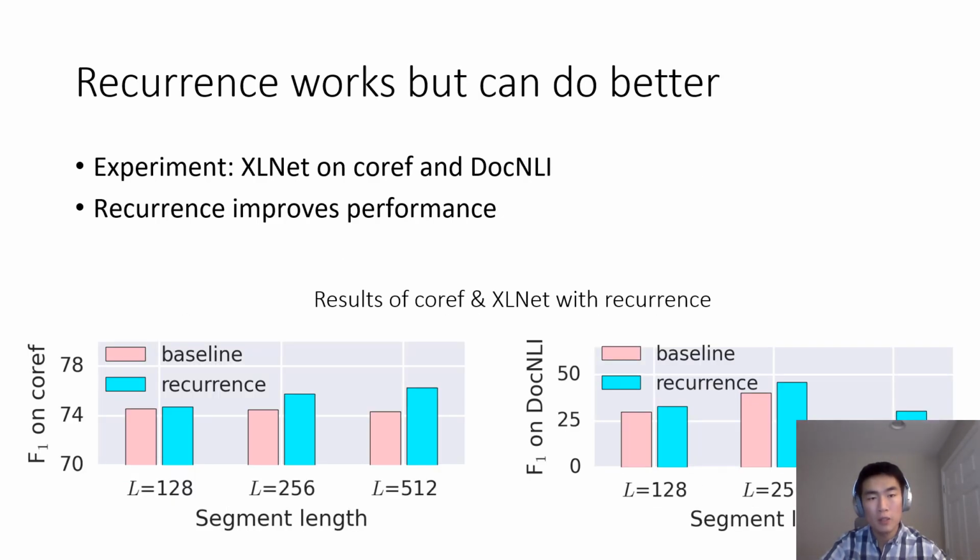Then we turn our focus to the recurrence methods. We conduct experiments with XLNet on the coreference resolution and document-level NLI. In the two diagrams below, the pink bar is the baseline where the long-range attention is restricted, and the blue bar is XLNet performance. We found that recurrence generally improves the performance, sometimes with a big margin.